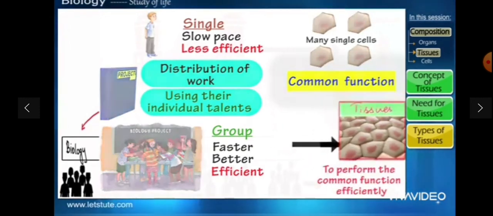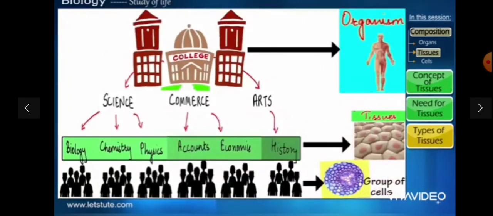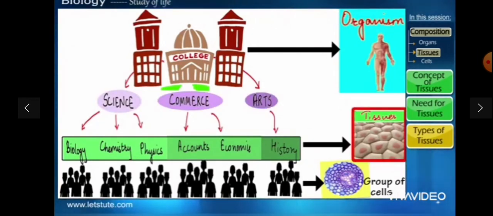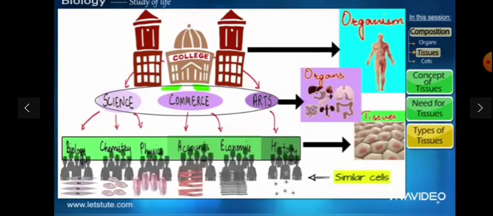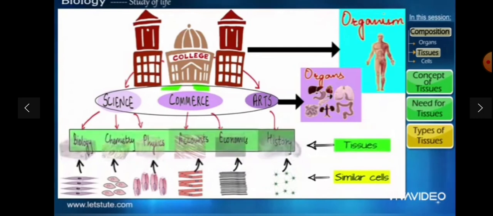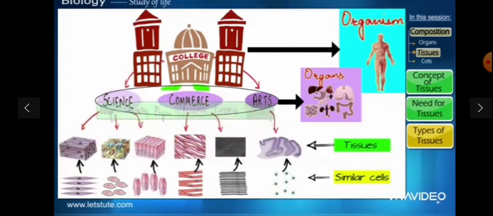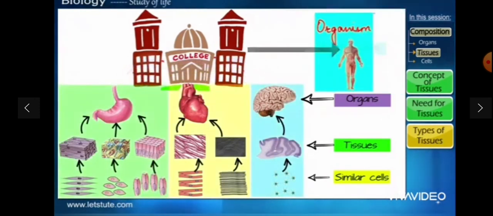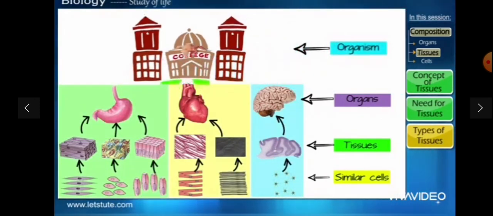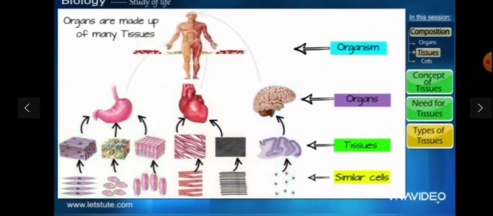function efficiently. And just as many subjects come together to form an individual department, in the same way, many tissues with their specific functions come together to form an organ, where the type of tissues that form an organ depends on the functions to be carried out by that organ. Thus, organs can be made up of not just one, but many tissues.